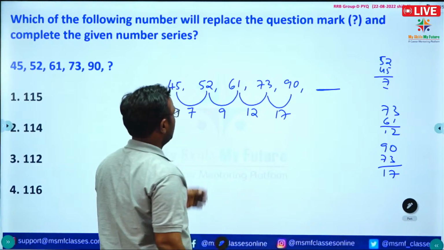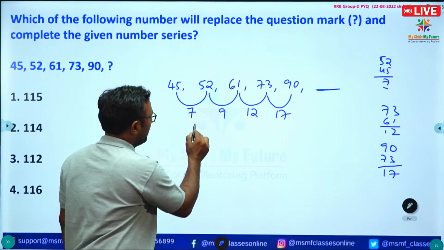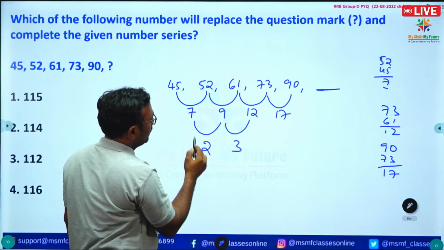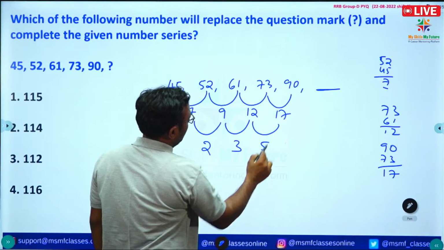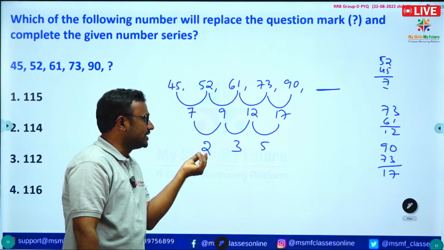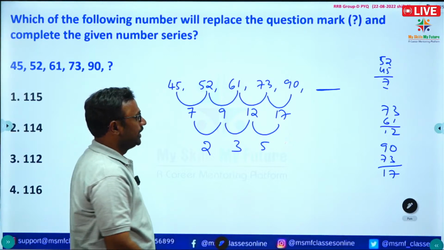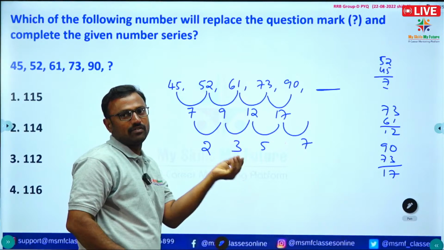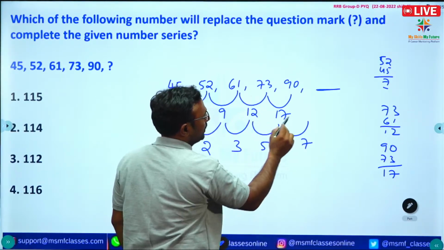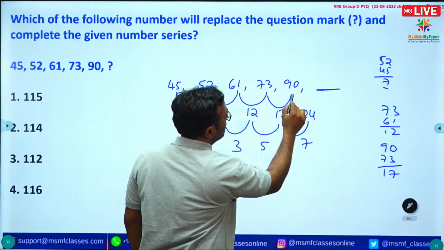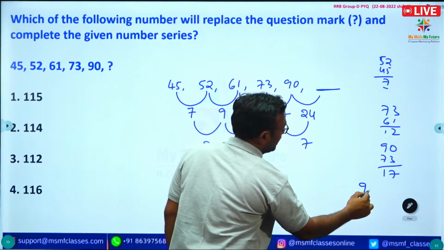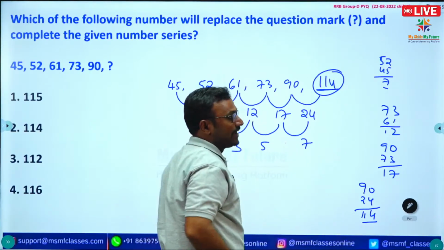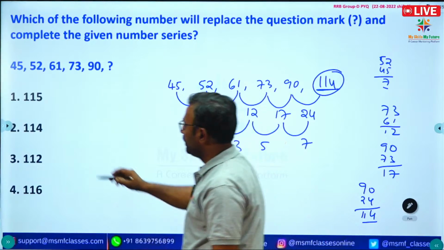See the differences once more: here we get 2, here 3, here 5. So we are getting differences of prime numbers, and 7 is the next one. 2, 3, 5, 7 are prime numbers. Just add 7 to the 17, we get 24. Add this 24 to 90, we get 114. So 114 is the value at the question mark. Option 2 is correct.